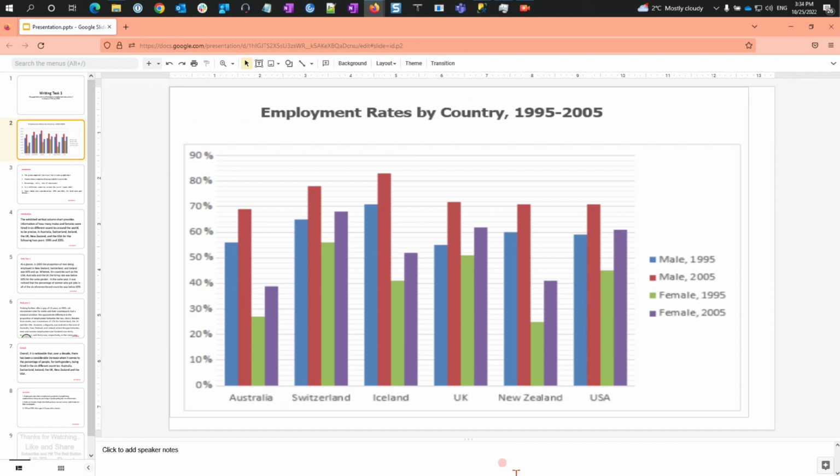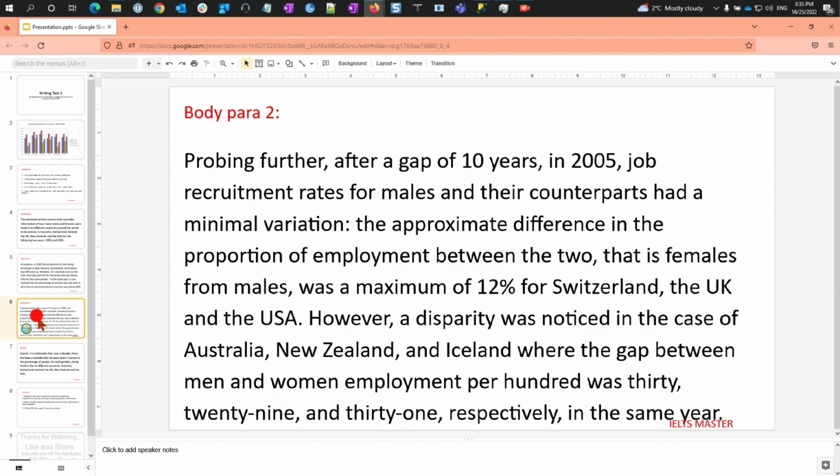And let's go back to the graph first. So the countries we mentioned were Australia, and we are focusing on the red and purple. So for Australia, I can see a huge gap, and New Zealand, again a huge gap, and Iceland, a huge gap. So three countries with minimal gaps and three countries with huge gaps, and that is what I have compared and contrasted in body para 2.